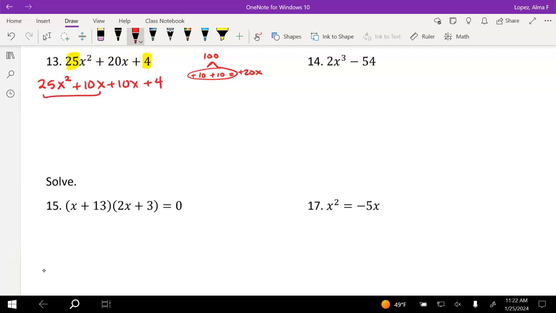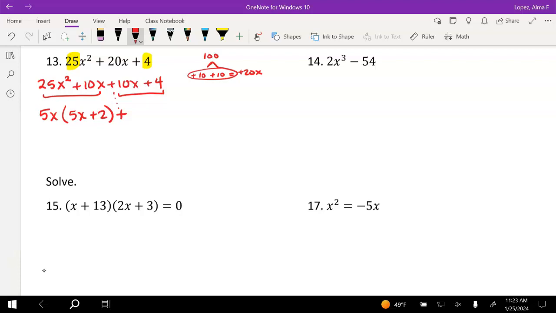Now we can factor by grouping. 25x squared and 10x have a 5 in common all the way across. And an x, don't they? So I'm going to factor a 5 and an x out of both terms. When I factor the 5x out of the first term, it leaves behind a 5x. When I factor it out of the 10x, it's going to leave behind a 2. Bring down the plus sign.